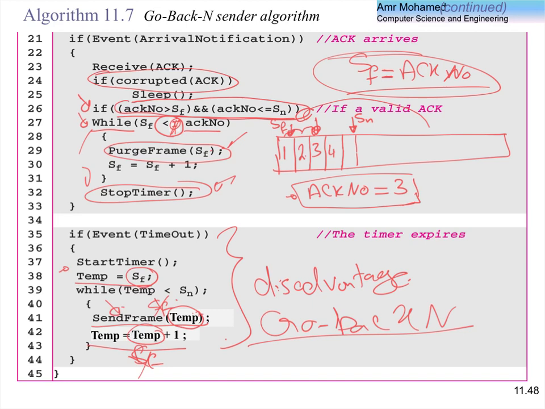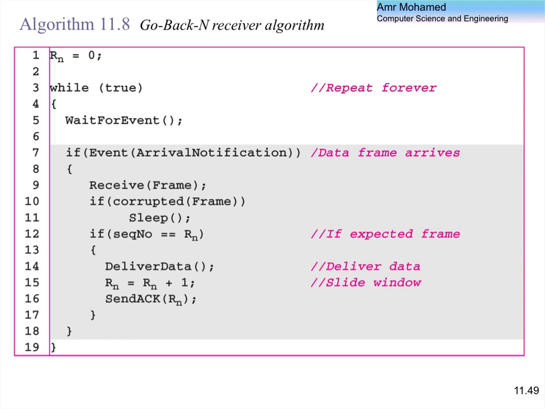So here I have to send the frames, but I should never slide. The receiver looks exactly the same. The receiver is exactly the same. There's no changes whatsoever, except that here this is modulo 2 to the power n. That's it. This is the main difference for the case of Go-Back-N when it comes to the receiver.